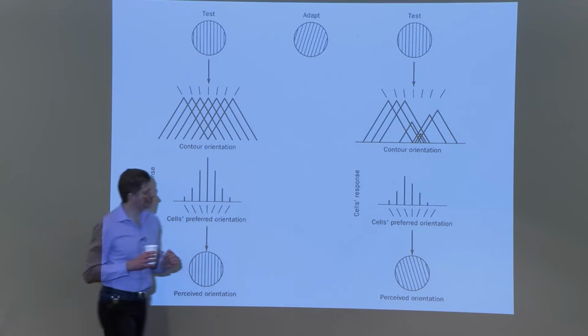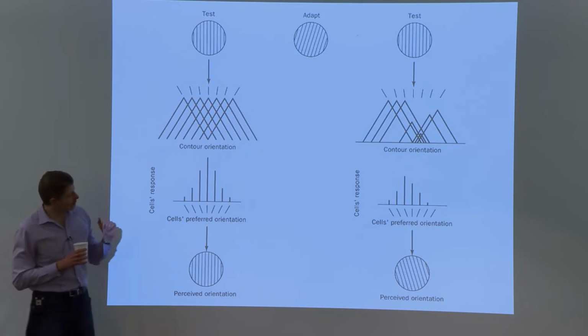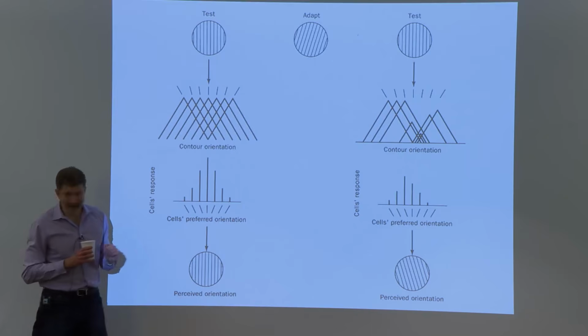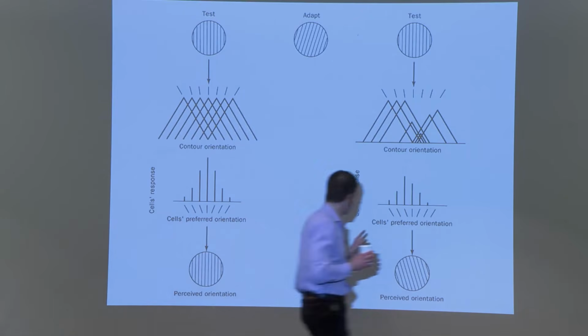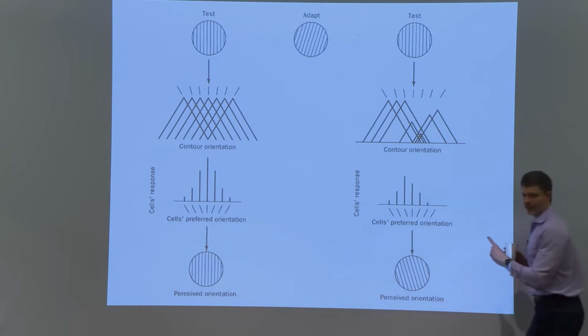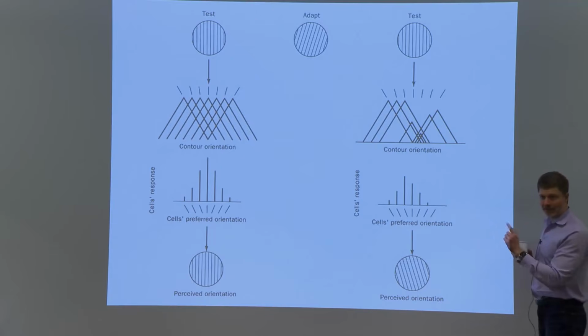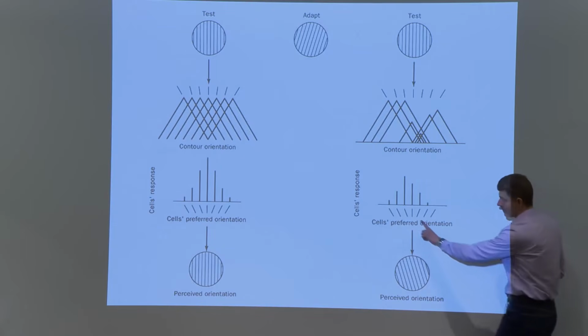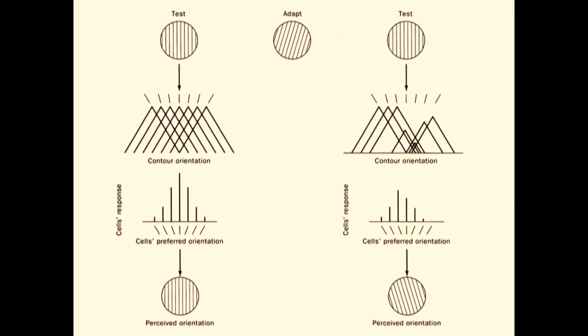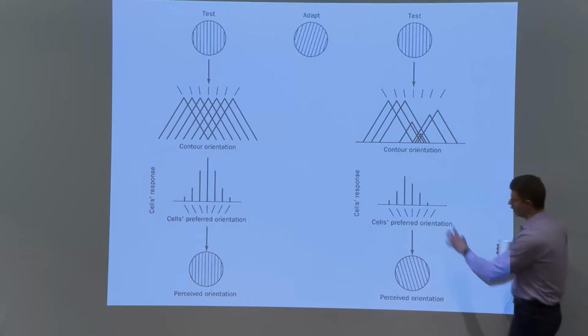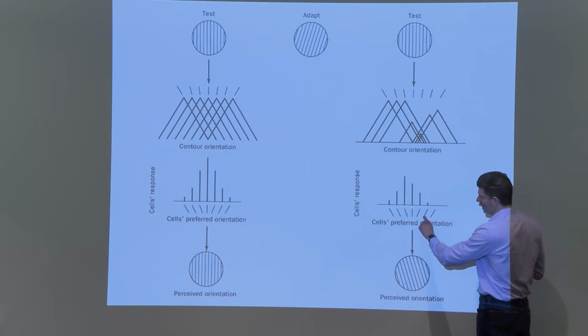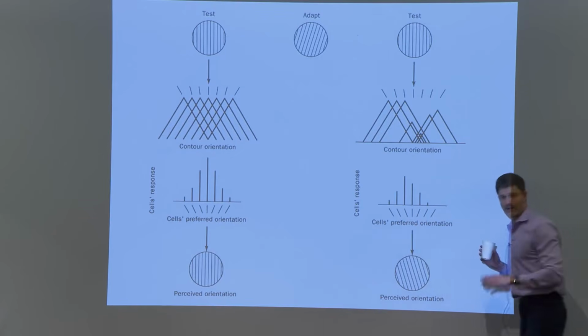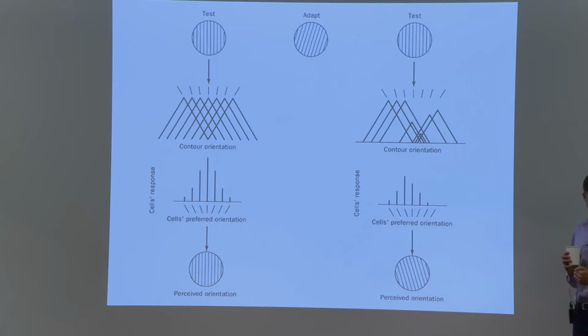The consequence is that when you subsequently view the vertical grating again, the population response has now been altered. Normally, the peak of the response occurs in the vertical neuron, but because of the adaptation, that's no longer the case. We adapted the neurons over here, and that means the distribution is shifted, and now the peak of the distribution is this orientation here, which is off of vertical in the opposite direction.